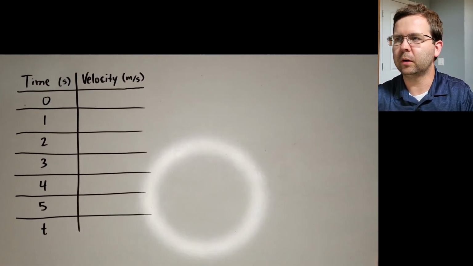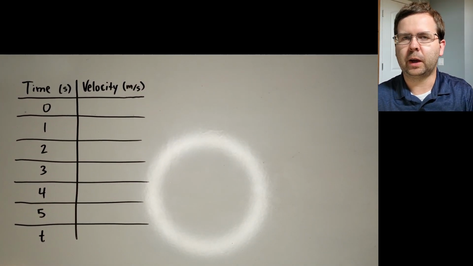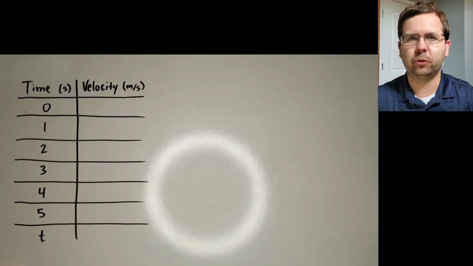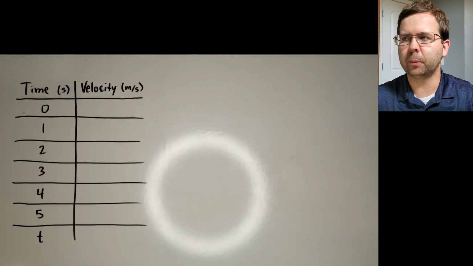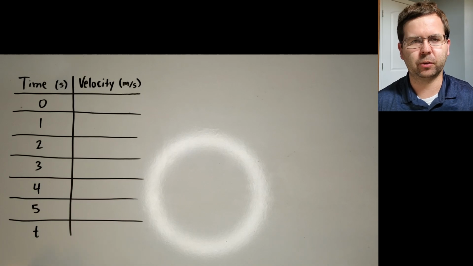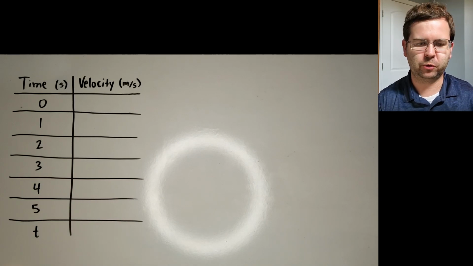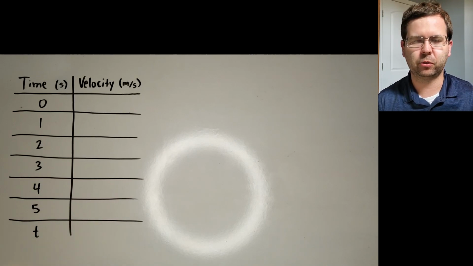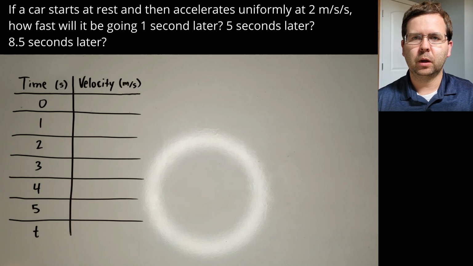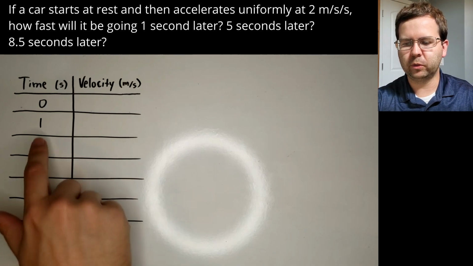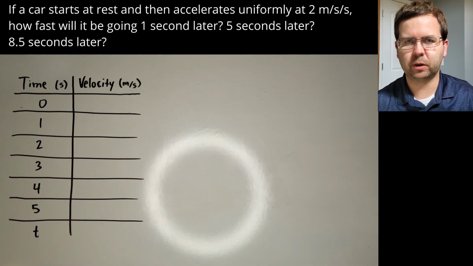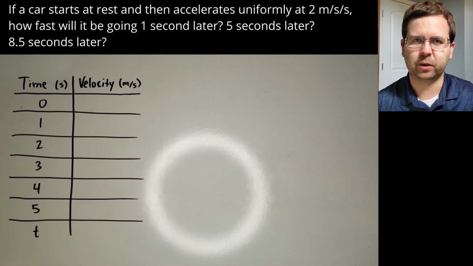Let's say it's a car, and it starts at rest and then accelerates uniformly at 2 meters per second per second. Uniformly just means it's the same amount of acceleration during the whole process. It's uniform, it's the same in every place. So if a car is accelerating at 2 meters per second each second, how fast will it be going 1 second later, 5 seconds later? What about 8.5 seconds later?